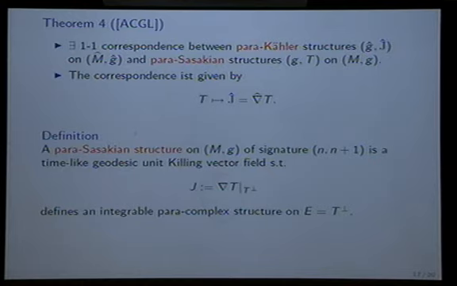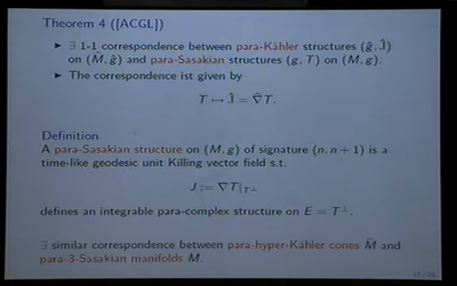So a parasasakian structure, I gave here the definition, of signature n+1, is a time-like geodesic unit Killing vector field such that J equal nabla T, this is now the covariant derivative on M, defines an integrable paracomplex structure on T perp. So it will be a CR structure but with some additional properties.